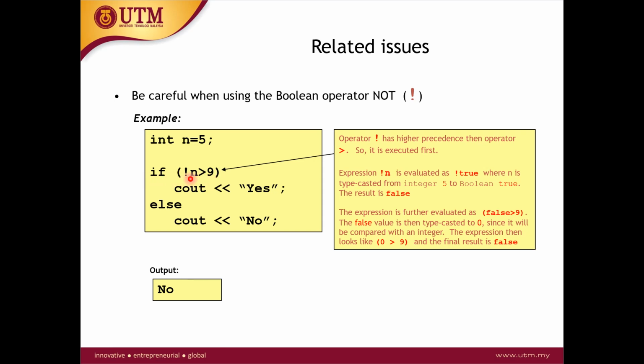So the first thing inside this condition to be evaluated is this not n. n is typecasted to boolean. n is 5, it is true, but not n is going to be false. The complement of true is false, and false is going to be typecasted to integer in order to be compared to this 9. So false is 0. Is 0 greater than 9? No, so this condition is going to be false because 0 is not greater than 9. This one is going to be skipped, and it comes to execute the false part.